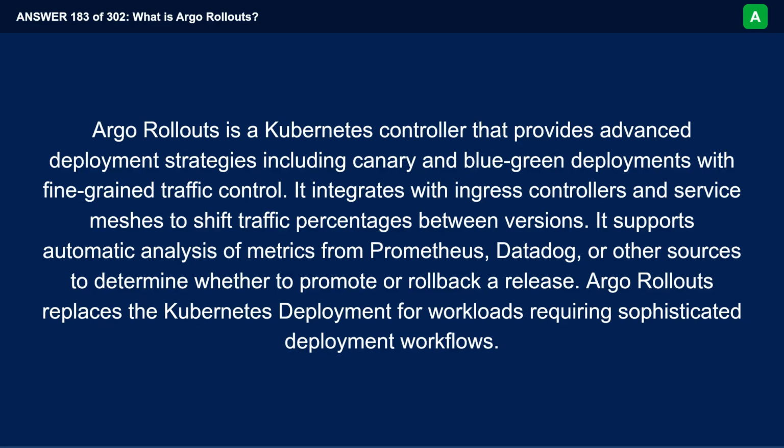It supports automatic analysis of metrics from Prometheus, Datadog, or other sources to determine whether to promote or roll back a release. Argo Rollouts replaces the Kubernetes Deployment for workloads requiring sophisticated deployment workflows.